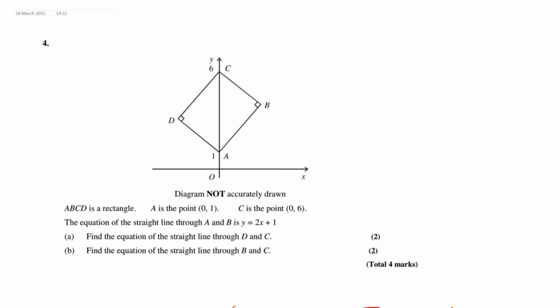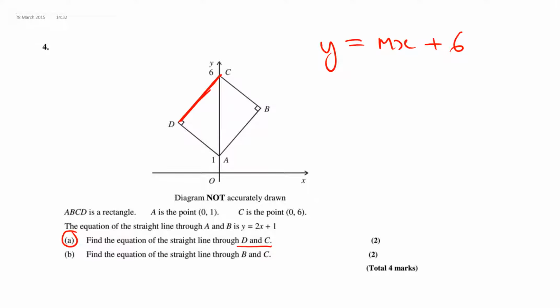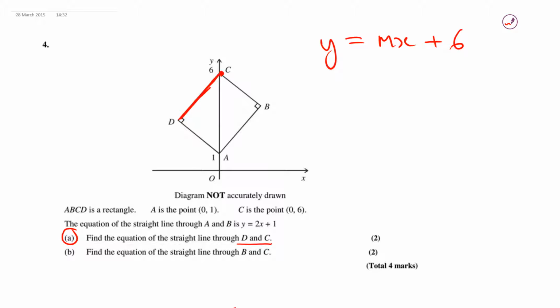We can obviously see the picture, but let's talk about it. What do they want? Find the equation of the line through D and C. So we're talking about this line here. And what do we know? We know it's y equals something x plus, guess what? C, 6. Can you see it? There's the one set. How do we know it's 6? It's touching the y-axis. Exactly, that's the y-intercept. So it's a free bit of information.